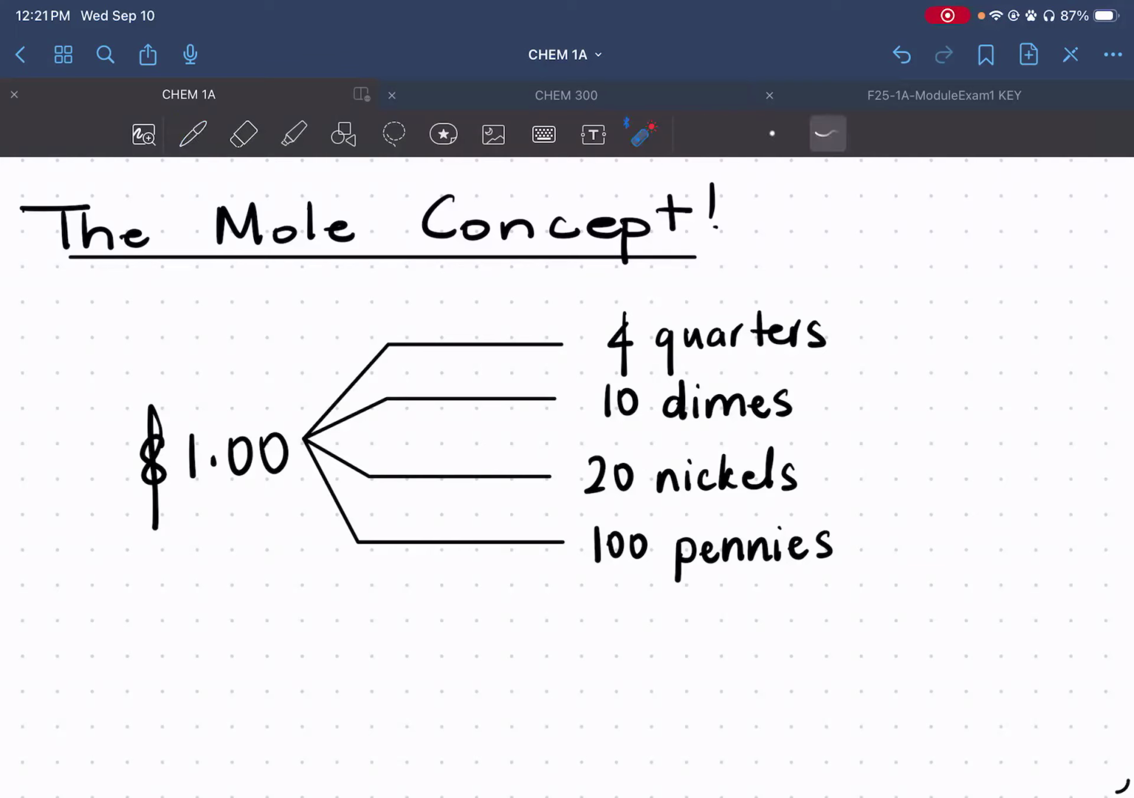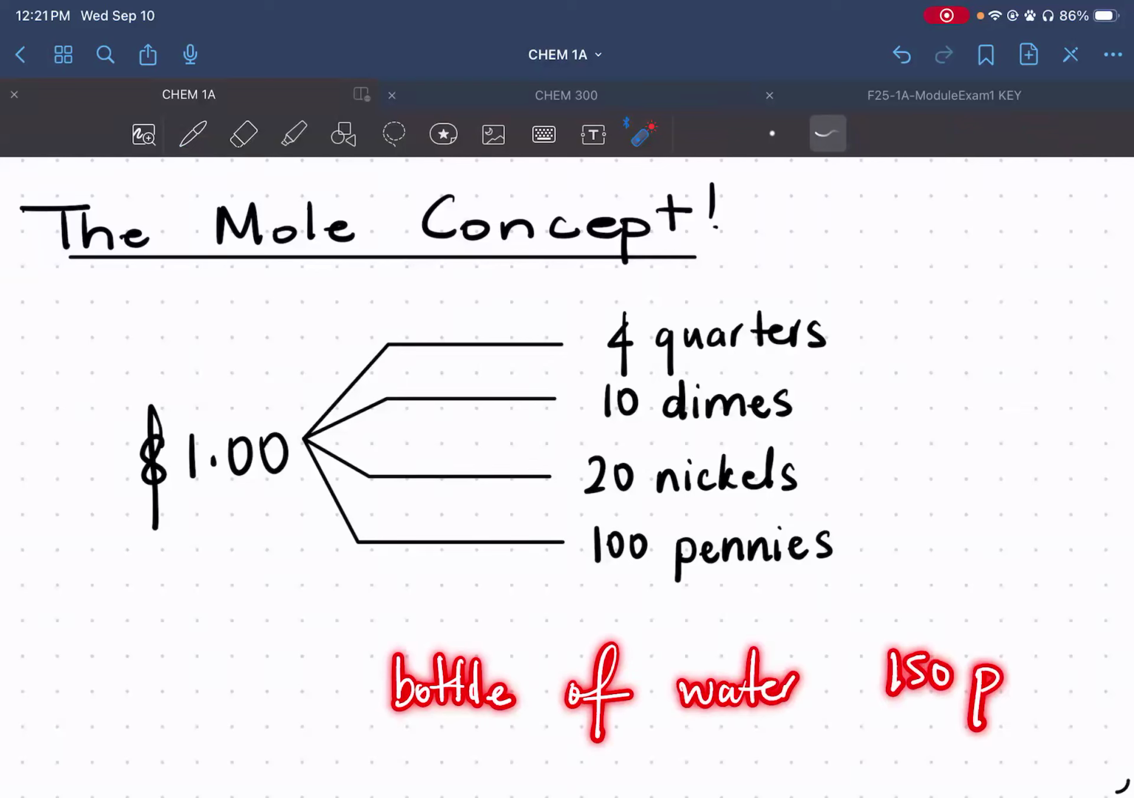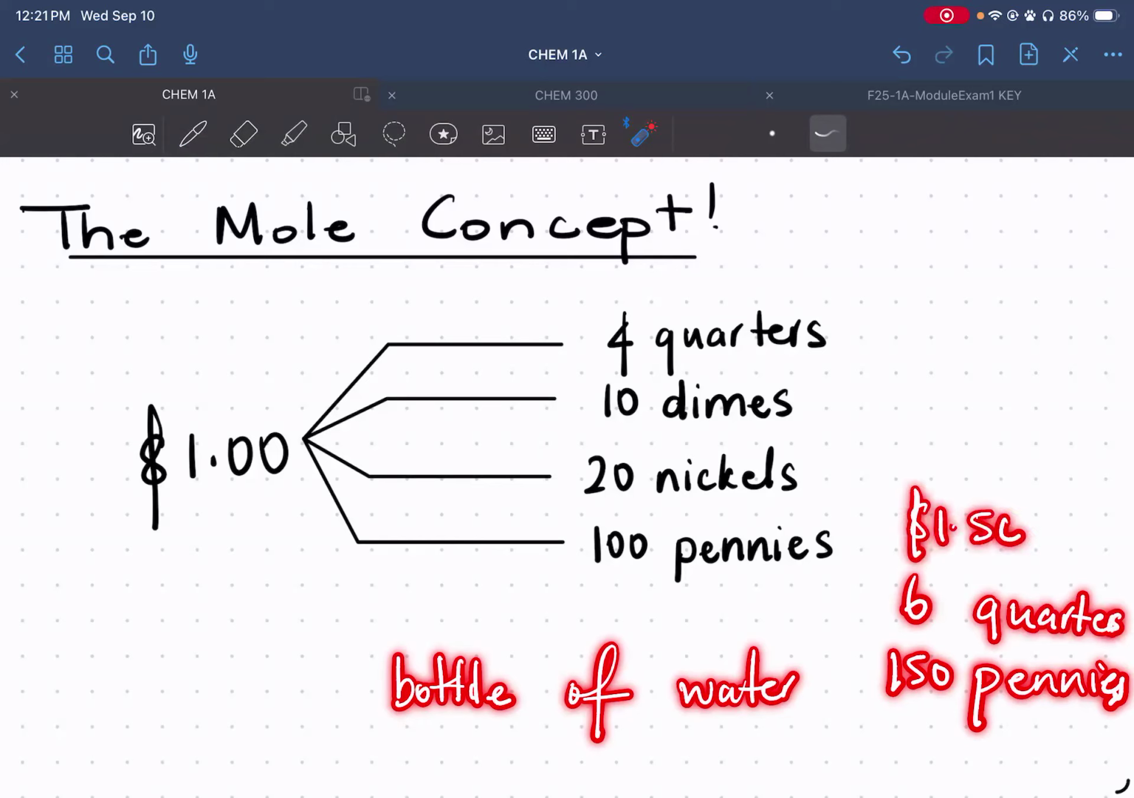But when we go to the store, we don't say that a bottle of water costs 150 pennies. We don't say that a bottle of water costs 6 quarters. We don't use this language. We just simply say that it's $1.50. It's not that the quarters or the pennies are wrong. It's just that's not really the terminology we use that's well understood.